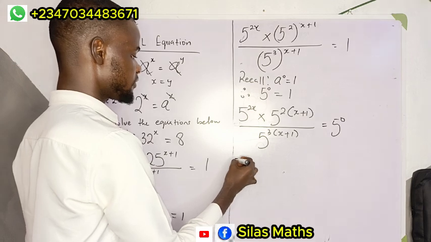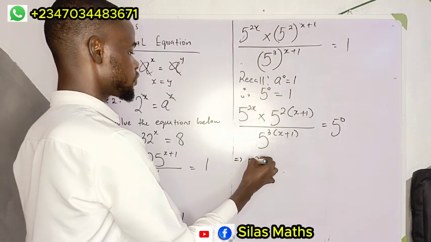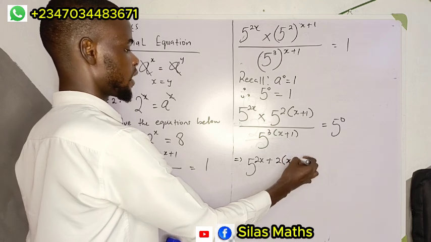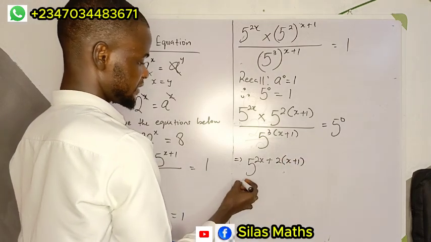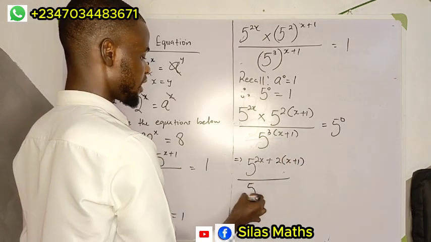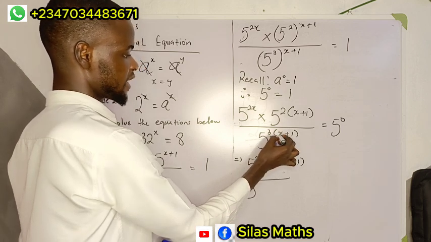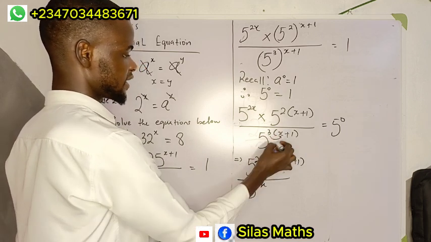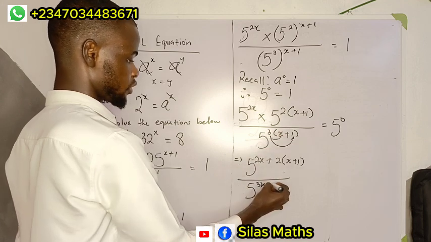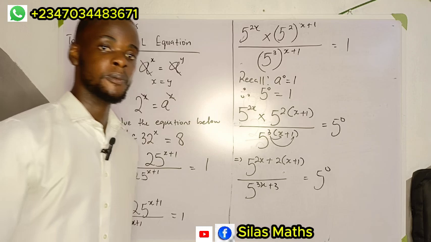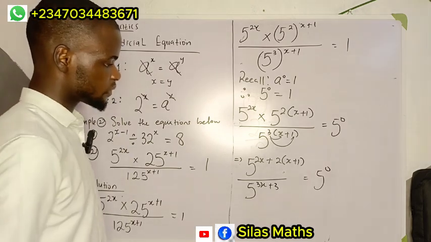So this is going to give us 5 to the power of 2x + 2(x + 1), all right, dividing 5 to the power of, let's open this bracket. If we open this bracket, 3 times x will give me 3x. Then 3 times 1 will give me plus 3. Equal to 5 to the power of 0. All right, so simplifying further, we are going to have this.